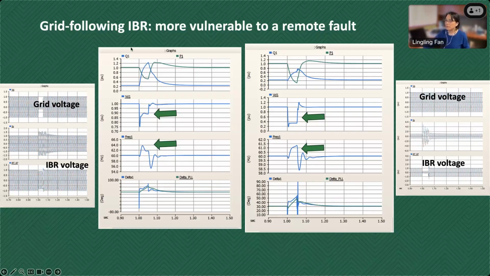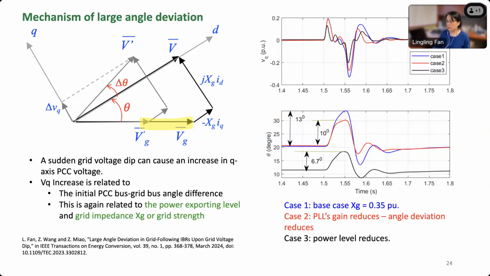So this is very much against our common sense regarding the synchronous generator. In a synchronous generator, if you have a fault close to the generator, of course it is worse. So GFL is more vulnerable to a remote fault. That is actually what we found. And we did a paper to show why that is. Basically, you can use a phasor diagram to document the mechanism, the large angle deviation. So a couple of things are happening: first of all, you have to have a weaker grid and you have to have high transmission.